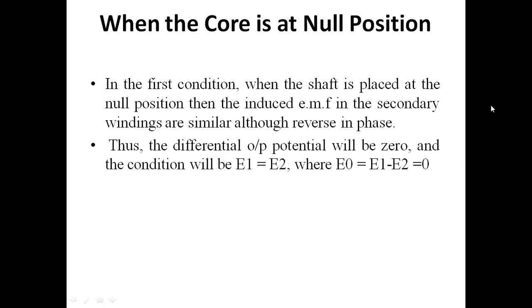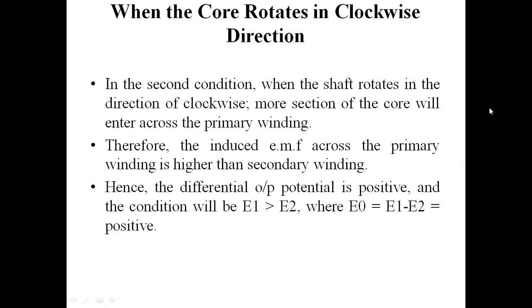So in the first condition, when the shaft is placed at the null position, the induced EMFs in the secondary windings are similar, although reverse in phase. Thus the differential output potential will be 0, and the condition will be that E1 is equivalent to E2, where E0 is equivalent to E1 minus E2, which is equivalent to 0.